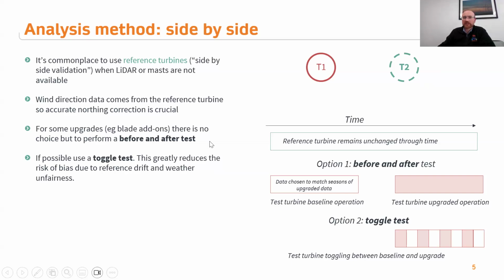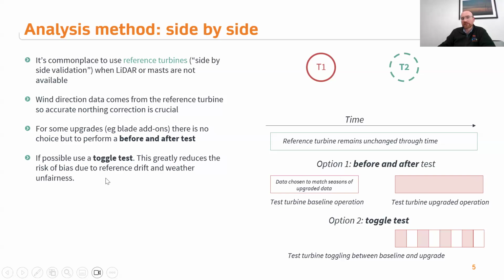For some upgrades, and this is the case in both of the WeDoWind examples, we have to do a before and after test. So if you think of time as the horizontal here, we have T2, the reference turbine, being the same throughout the entire time. We're running to compare baseline or before with an after data set.